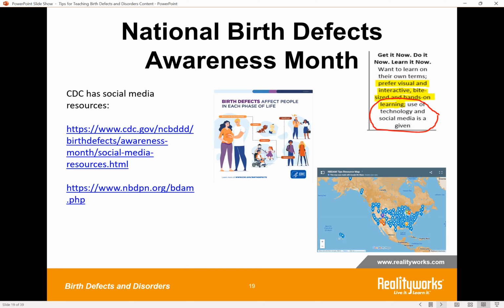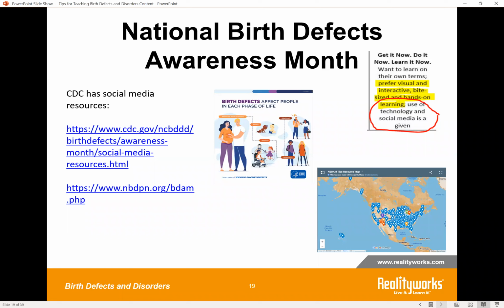And if you're interested in doing something around this, the CDC has social media resources that are ready to use. And then the National Birth Defect Prevention Network also has an interactive tips resource map and a toolkit that has a lot of free resources.